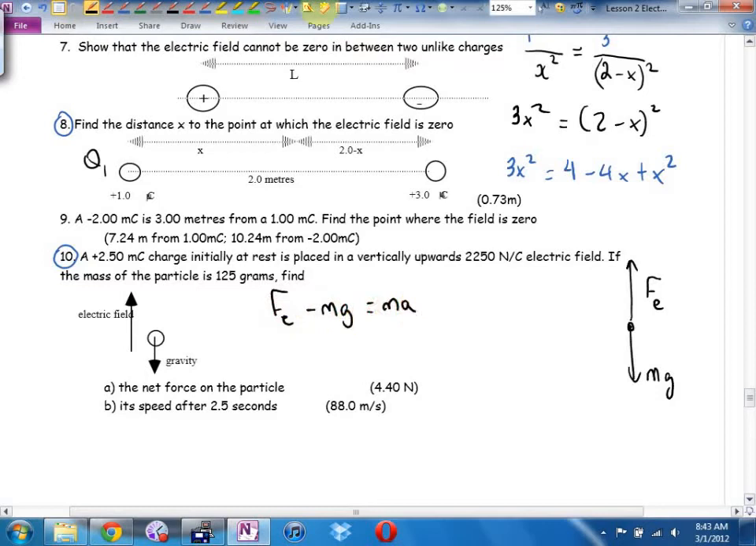Well, actually, they don't want MA. They want the net force. So there's F net right there. MG is pretty easy. That's going to be 0.125 times 9.8. What about Fe? I can't go KQ1Q2 over R squared because I don't have two charges.